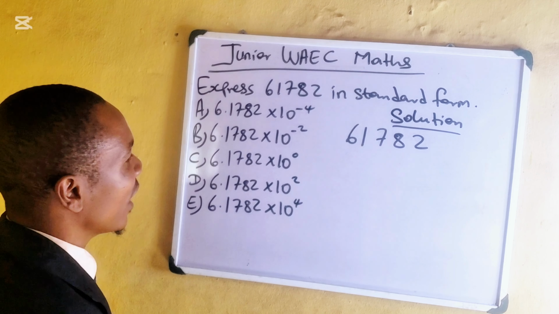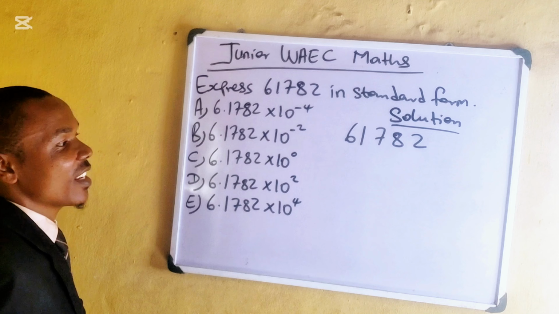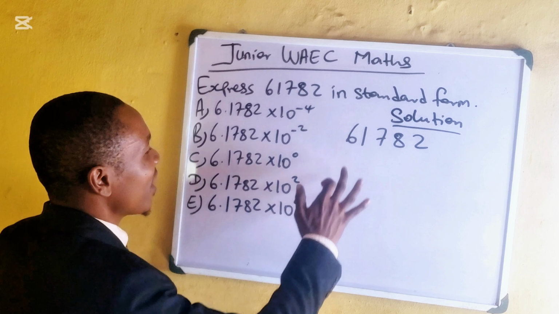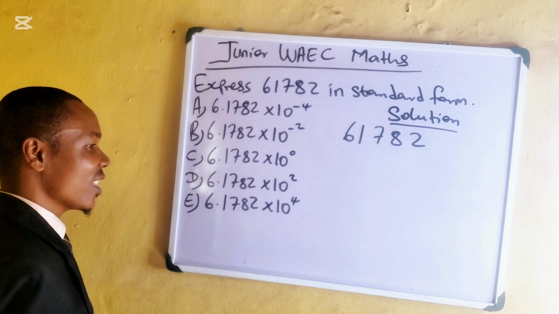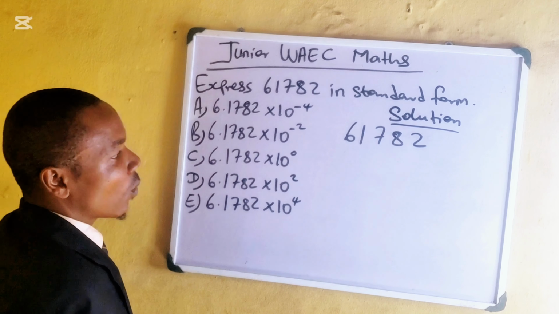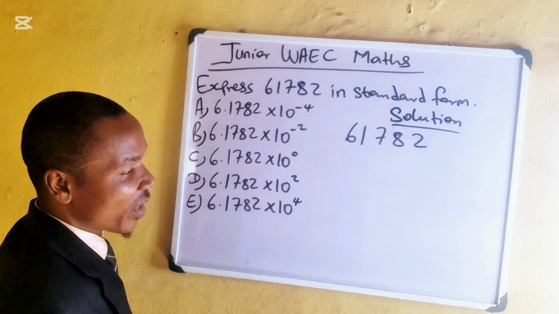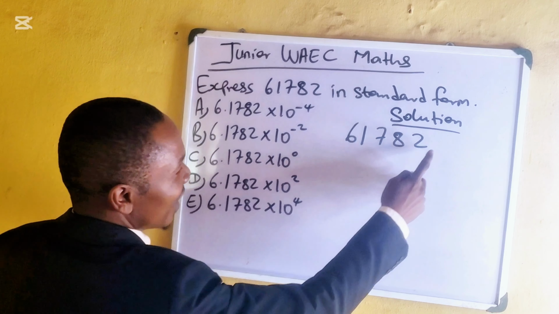Okay. So here now, when you look at this, it appears as if it does not have any decimal point. When you have a figure like this that does not contain a decimal point, it means that the decimal point is at the back of the last digit.